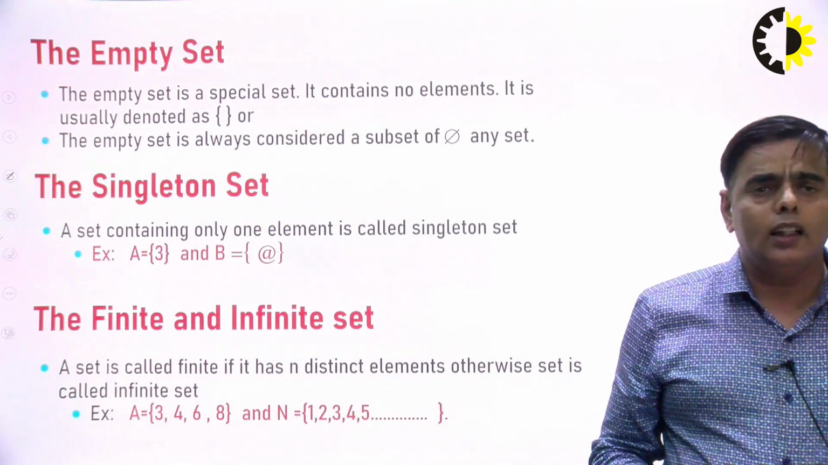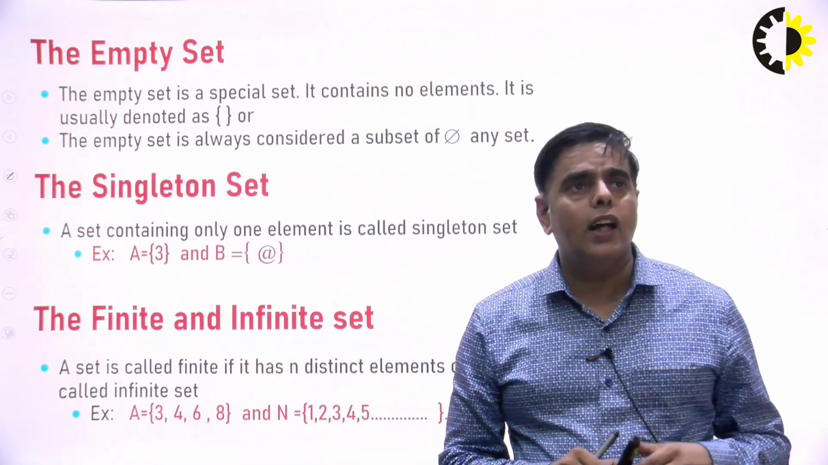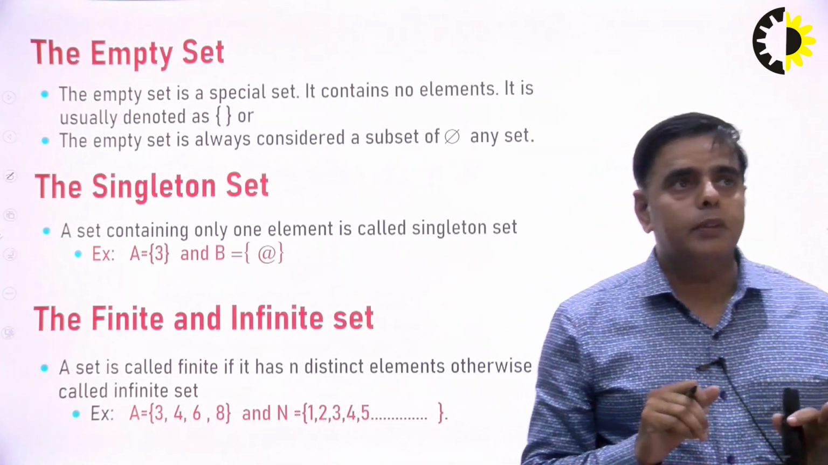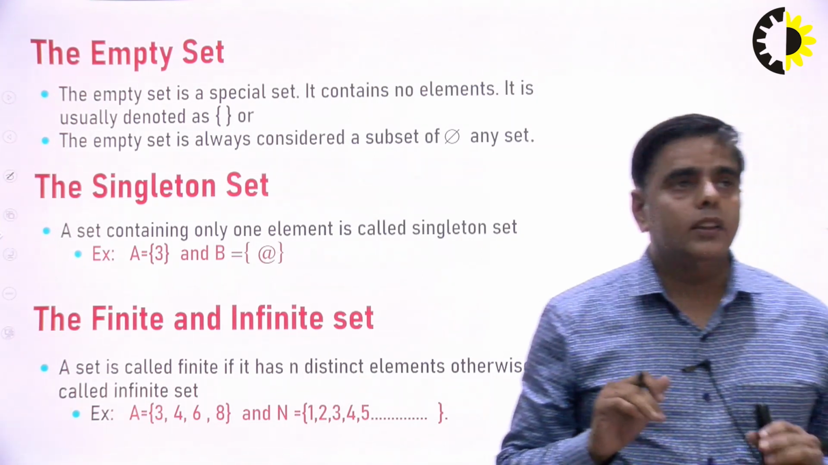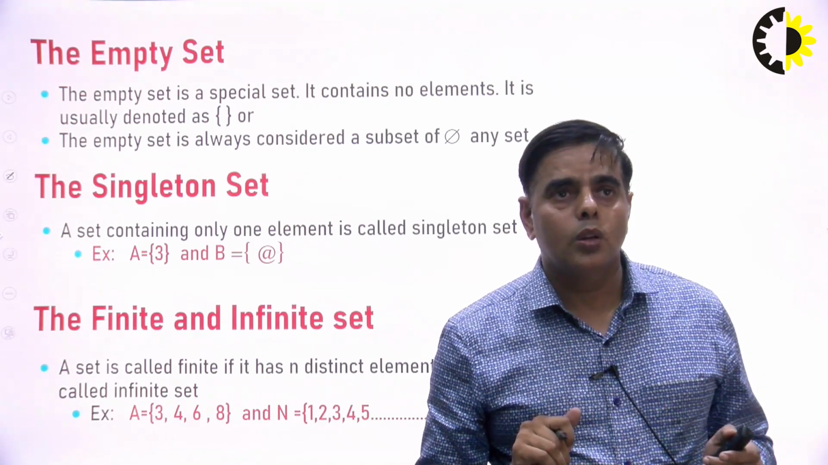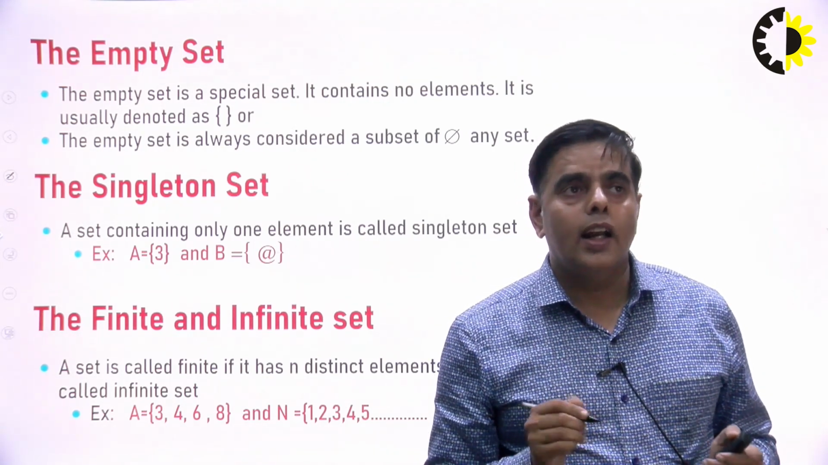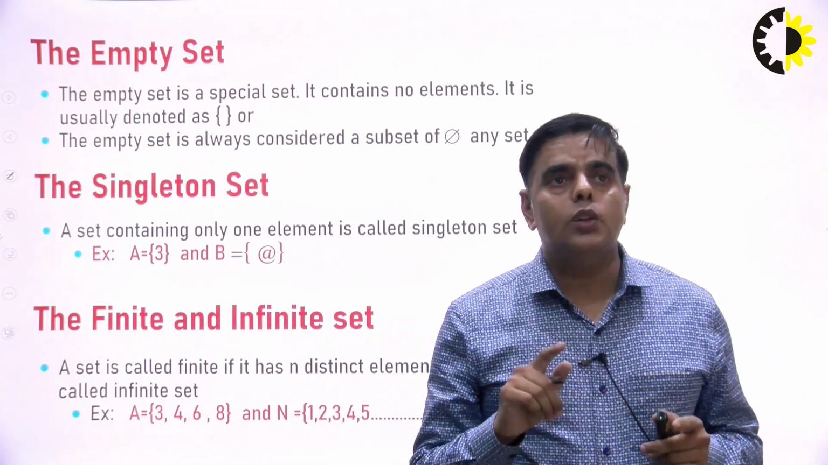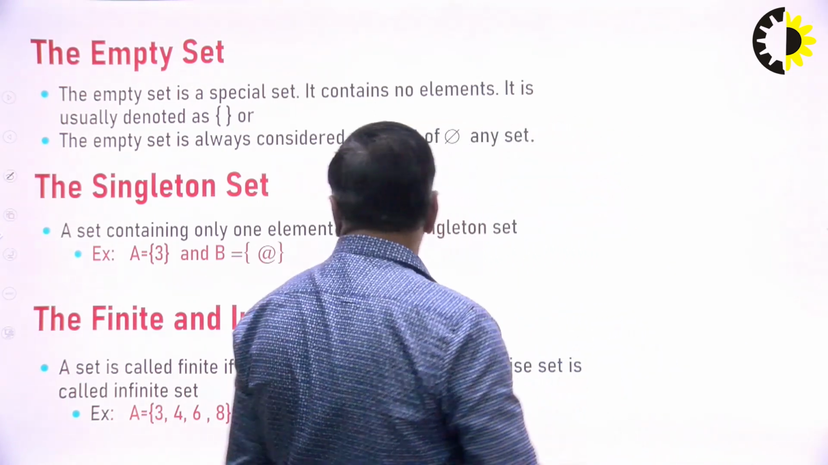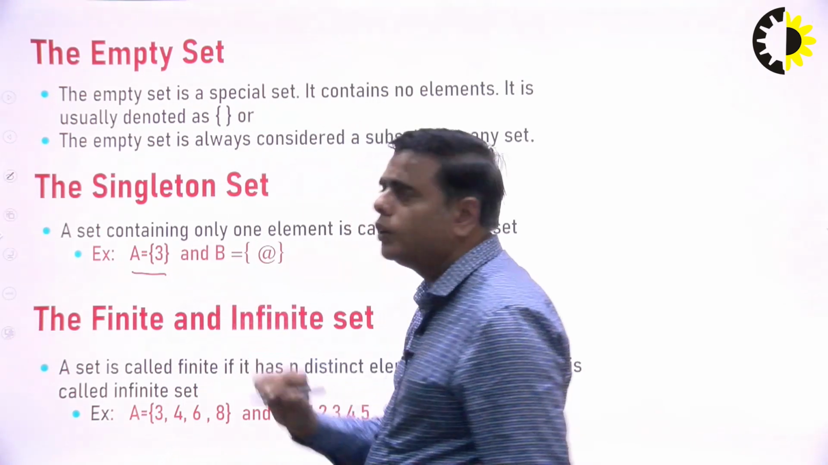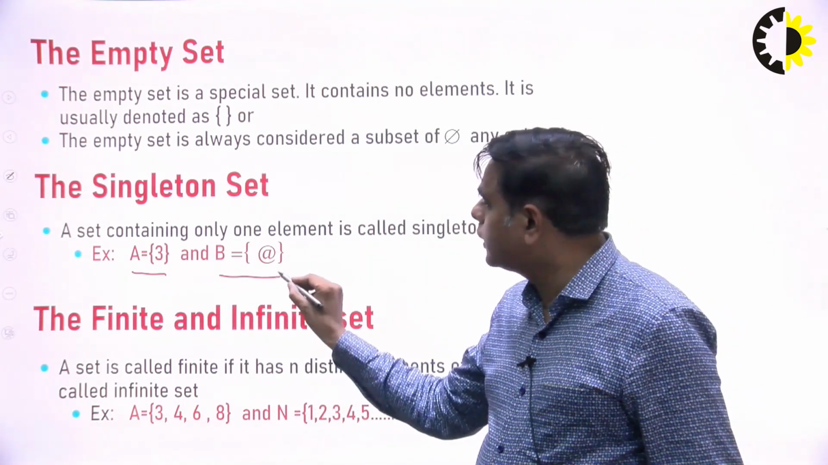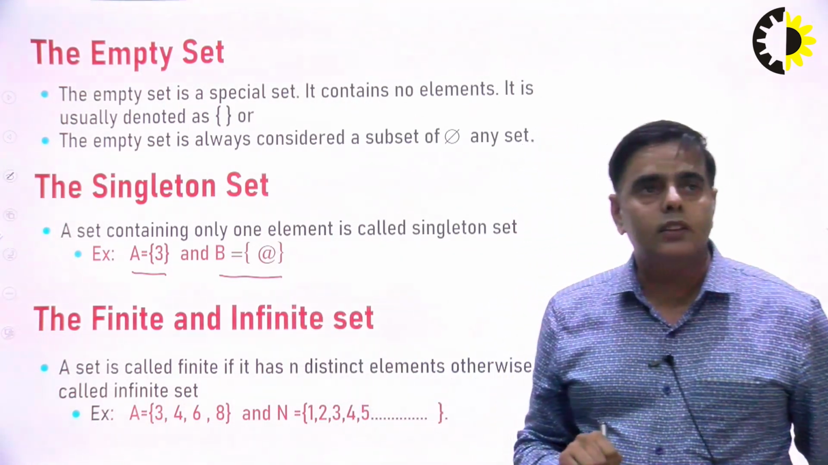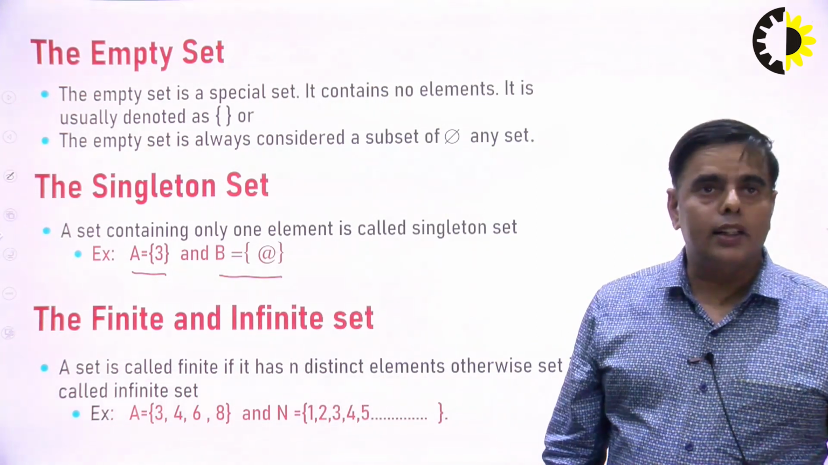Next is the empty set. In the previous slide I gave you a little bit of an idea. If there is a set having no element, that means the set doesn't have any element, this set is known as the empty set. Okay. Second is the singleton set. As the name suggests, single. So that means a set which contains only one element is called a singleton set. For example, suppose A equals {3}. This set contains only one element. The set B contains a special character @, so it also contains a single element. So these two sets are singleton sets.